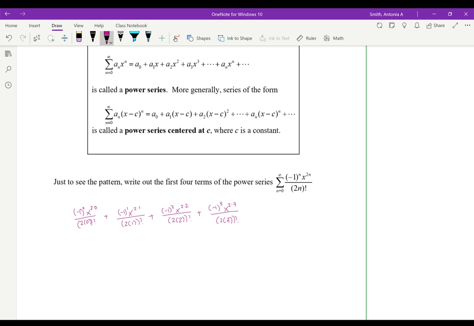Which when we simplify, we get 1 plus negative x squared over 2, plus x to the fourth over 4 factorial, which is 24, plus x to the sixth over 6 factorial, which is 720.